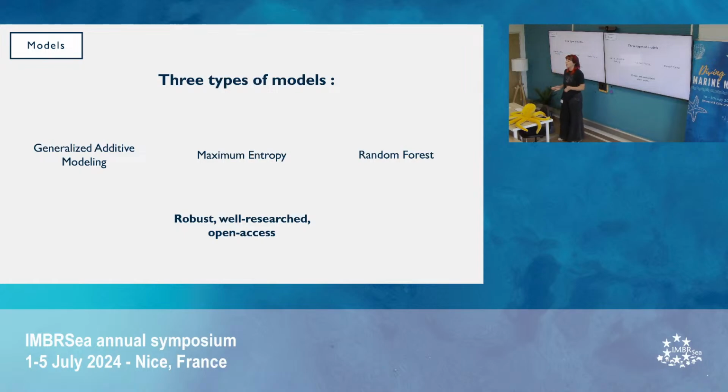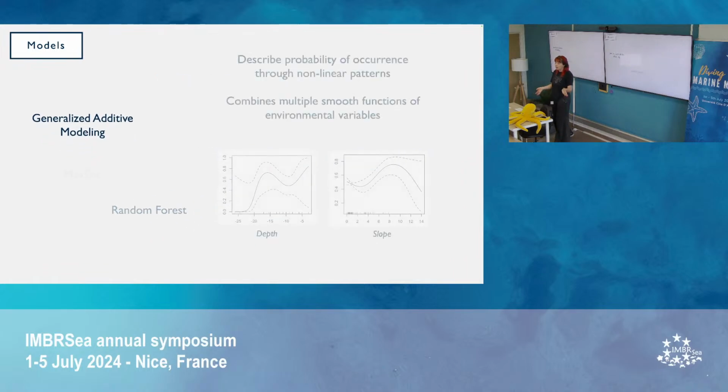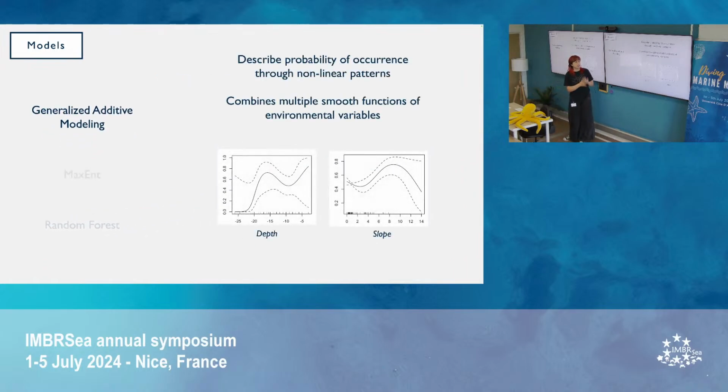So I chose 3 types of models: generalized additive modeling, maximum entropy, and random forest. And I chose them because they were robust and well-researched, which meant that a lot of peer-reviewed papers had used them to create species distribution models, and also because they're open access, so it's a very repeatable, accessible experiment. And a little bit more about the models. So I'm going to try to stay simple, but generalized additive modeling describes probability of occurrence through nonlinear patterns by combining multiple smooth functions of the environmental variables.